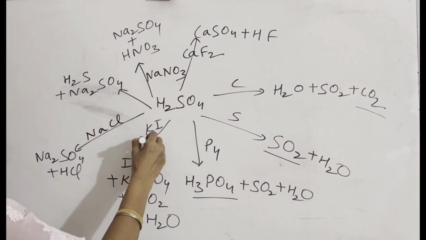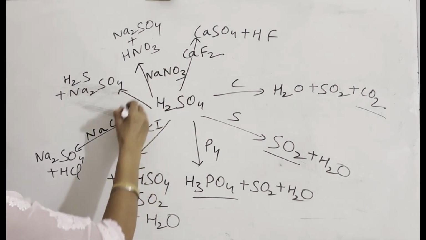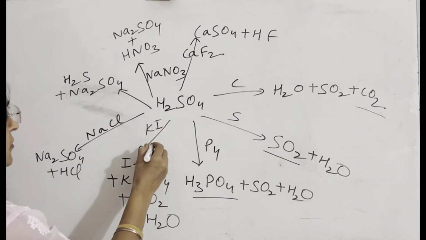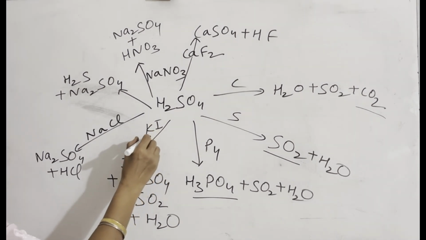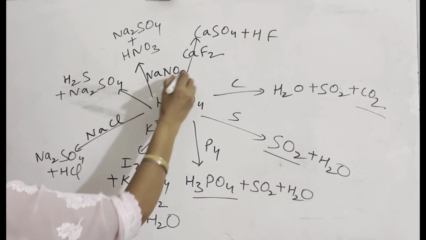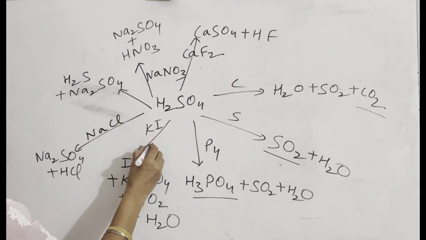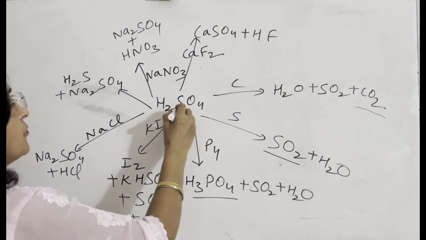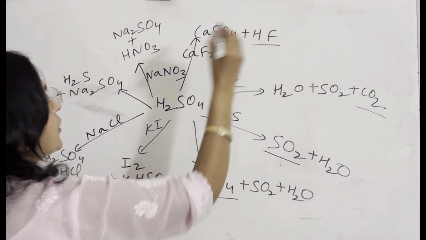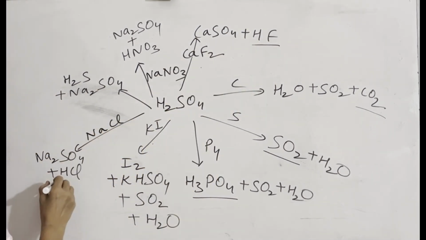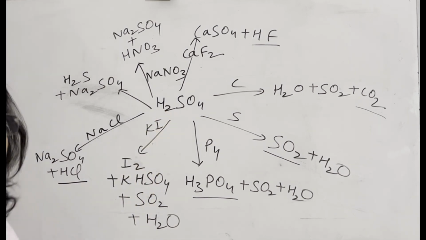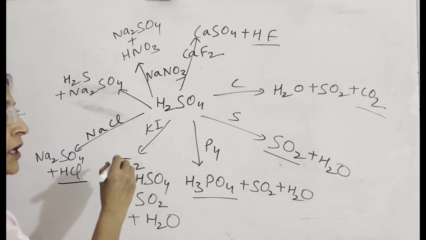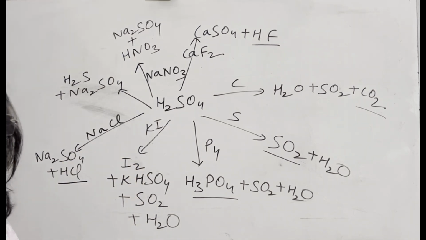These are the reactions of sulfuric acid with metal salts. Sulfuric acid reacts with potassium iodide, iodine forms. Now compare the reaction of metal chloride, metal fluoride and metal iodide with sulfuric acid. With metal fluoride, hydrofluoric acid is formed. With sodium chloride, hydrochloric acid is formed. But with potassium iodide and even with potassium bromide, iodine and bromine form. Hydroiodic acid and hydrobromic acid don't form.